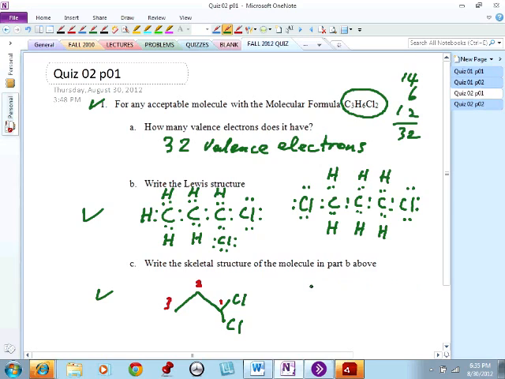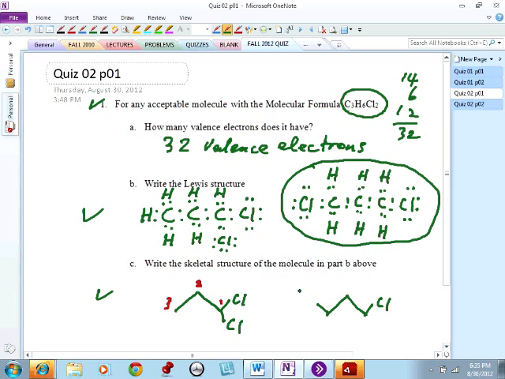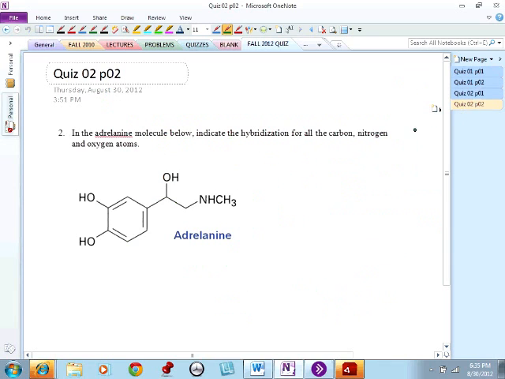The only problem now is whenever you want to draw the skeletal structure, you've got to draw the skeletal structure of this here. And what would that look like? Exactly. So that would then become this. Okay, so let's go to question number 2.